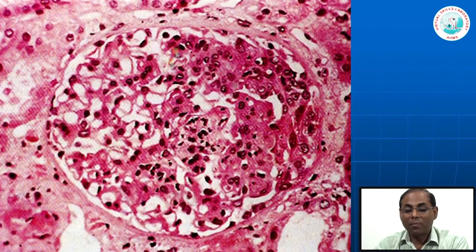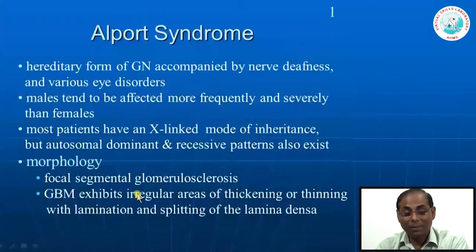Now, this is one, say for example, where one segment is hypercellular with both endothelial cells and mesangial cells with neutrophil infiltration. So, this is typically a focal proliferative glomerulonephritis.